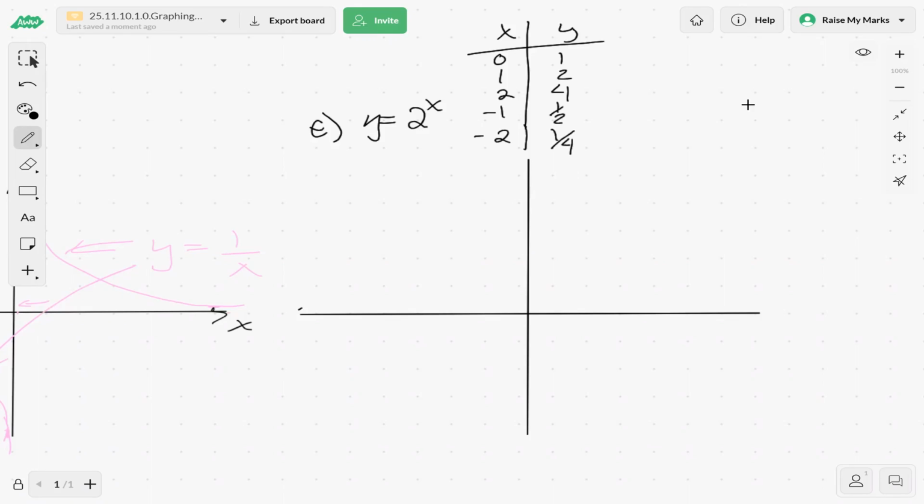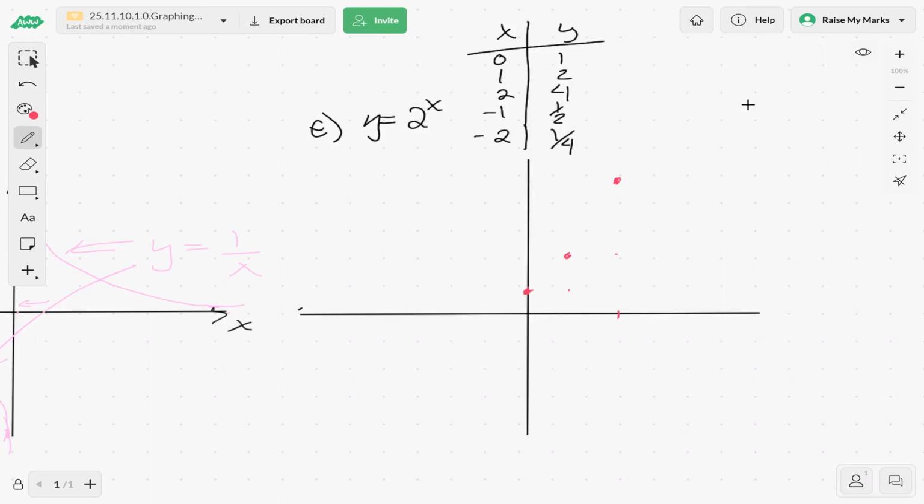Okay, so that's interesting. So now let's see if this is enough information to graph our function or get a sense of what it looks like. When x equals 0, y equals 1. When x equals 1, y equals 2. When x equals 2, y equals 4. Okay, so that's on the positive side, so it's increasing.